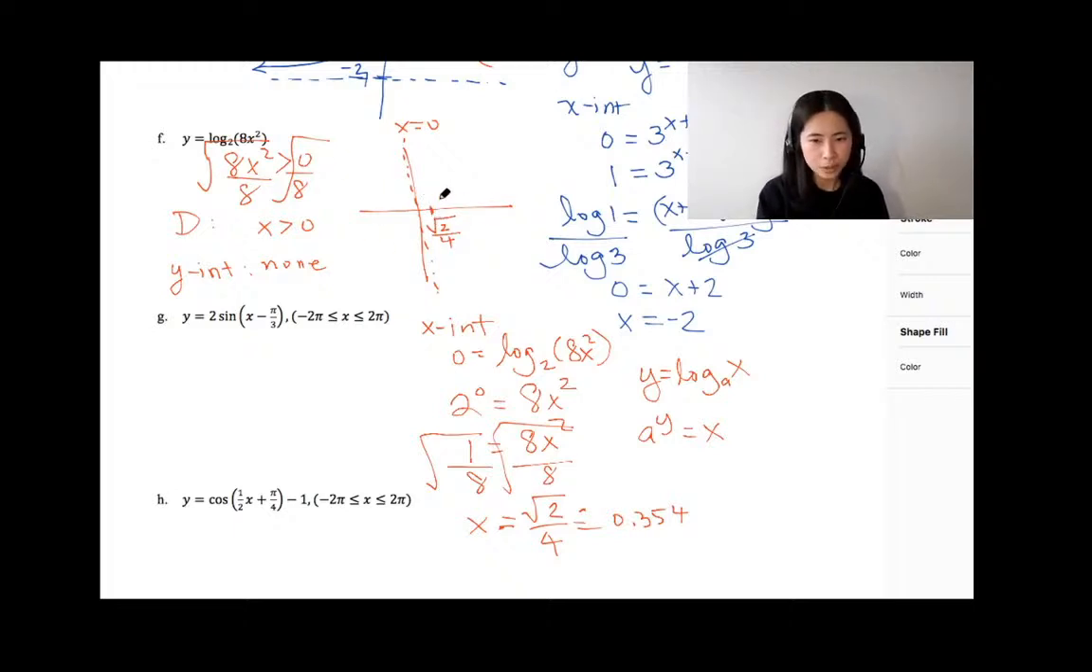So you have square root of 2 over 4, and then what's happening here is you're going to just graph it something like this. So your function, as you can see, is approaching x is equal to 0. So that's your log function. Okay, great.